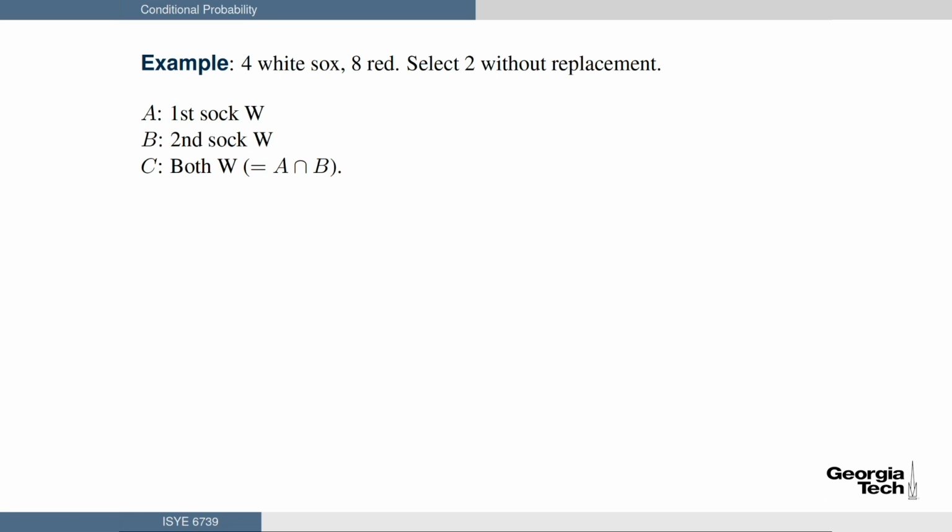So 4 are white, 8 are red. Let's select 2 of those without replacement. I'll let A be the event that the first sock is white, B is the event that the second sock is white, and C finally is the event that both socks are white. So I guess you can easily write it as the intersection of A and B.